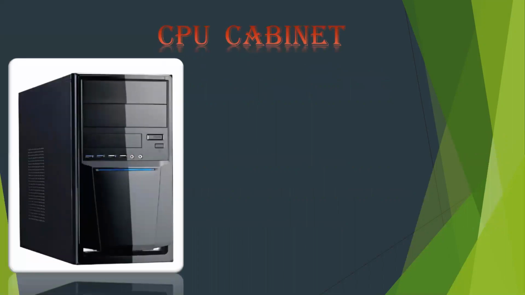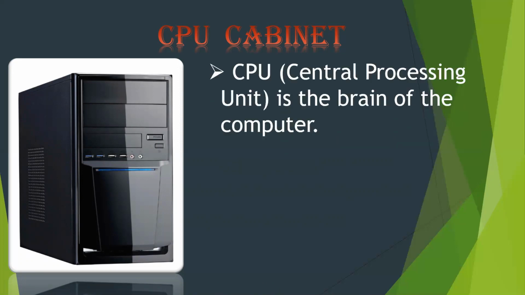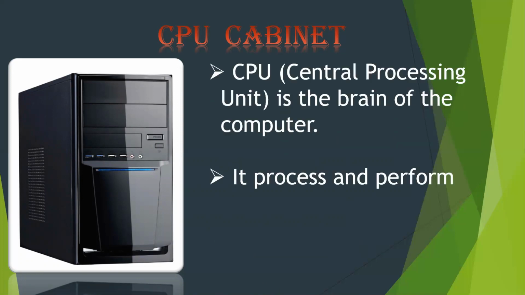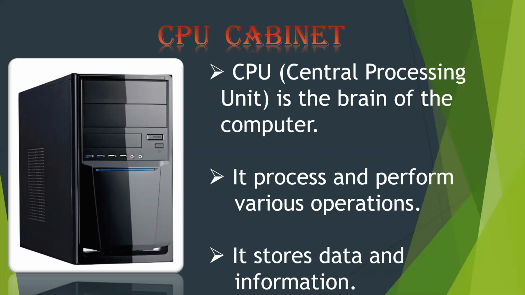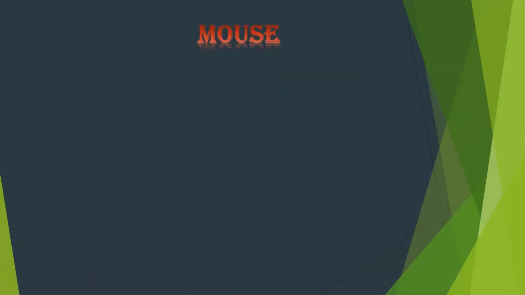Now let us know about CPU cabinet. The full form of CPU is Central Processing Unit. CPU is the brain of the computer. All the parts of a computer are connected to CPU. The CPU controls all the parts of the computer. It processes and performs various operations. And it is also used to store data and the information. Is it clear, children?